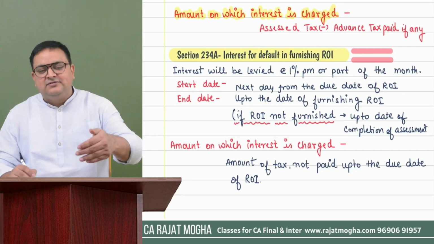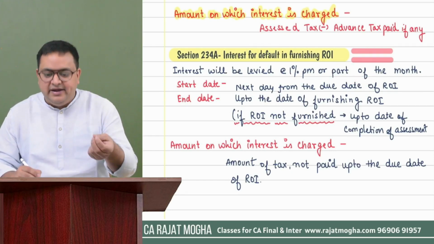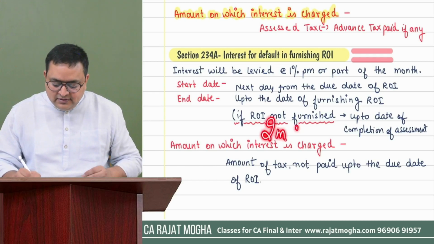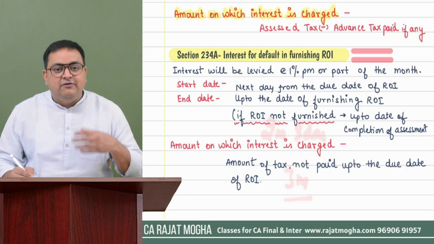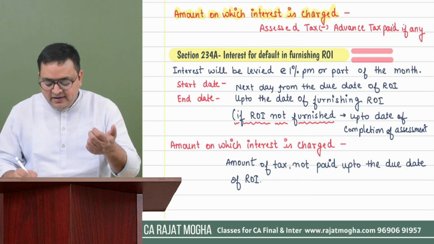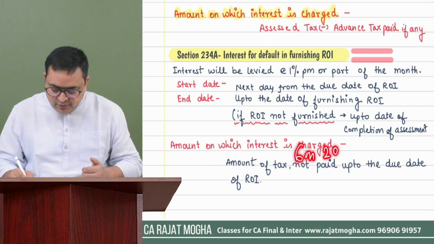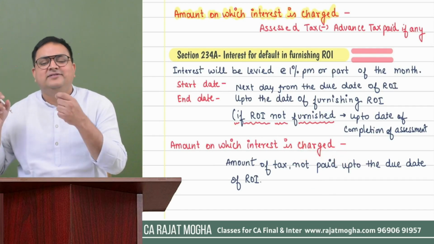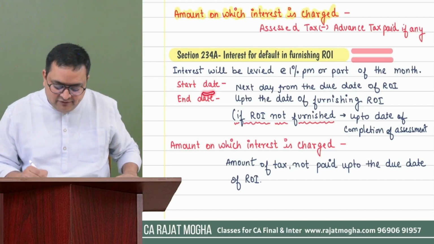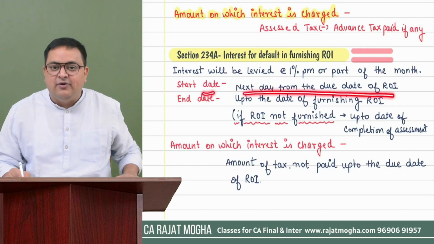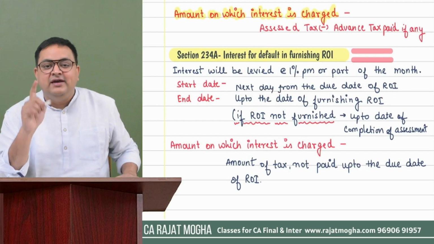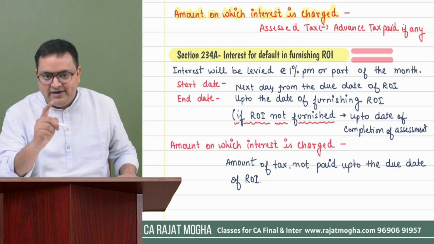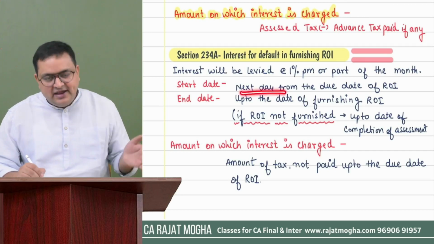Let's say you have deposited your return late by 2 months, 3 days, then please take it as 3 months, right? If you have deposited your return late, let's say by 6 months, 29 days, again it is 7 months. Always you have to go to the next month. Part of the month shall be considered as a full month. The start date would be the next day from the due date of ROI, because 234A will be attracted only when you are not submitting your return on time, right? So it will start from the next day from the due date.